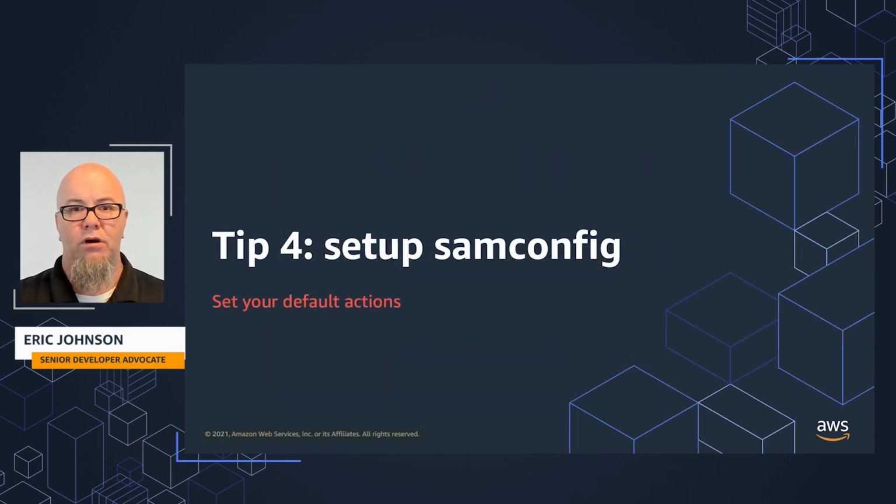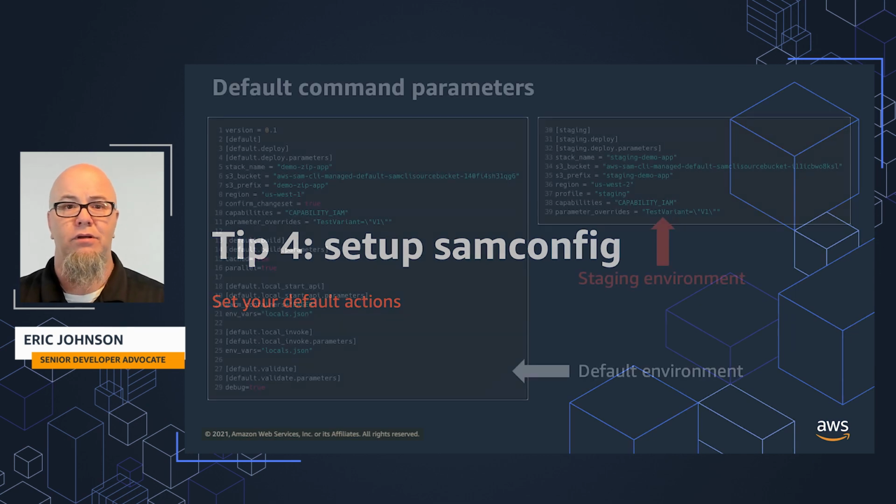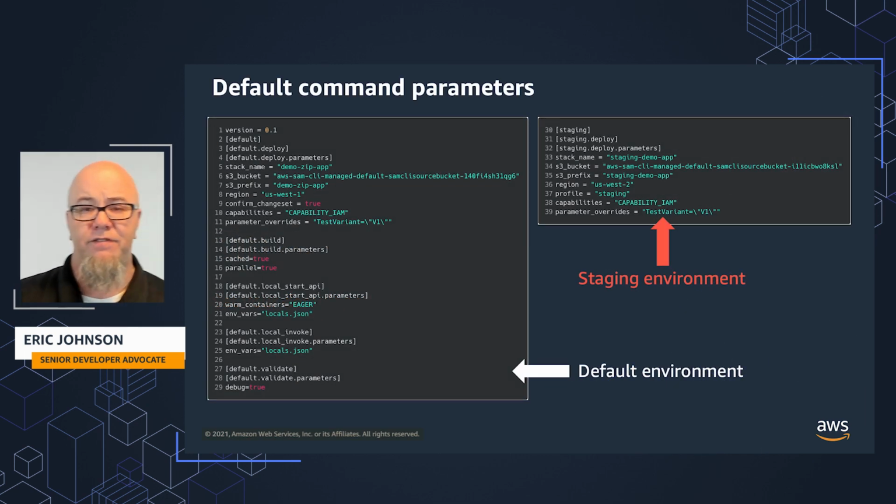Tip number 4, set up samconfig. In the SAM deploy session of this series, I touch on different data stored in the samconfig file, but this is just scratching the surface of all that samconfig can do. In this example samconfig file, I show a default profile and a staging profile. I have default parameters for the deploy, build, local start API, local invoke, and validate commands for the default profile.